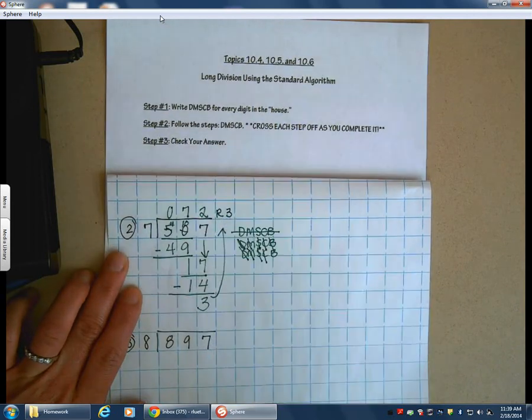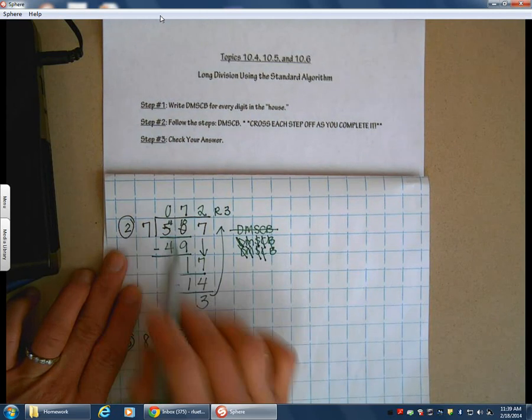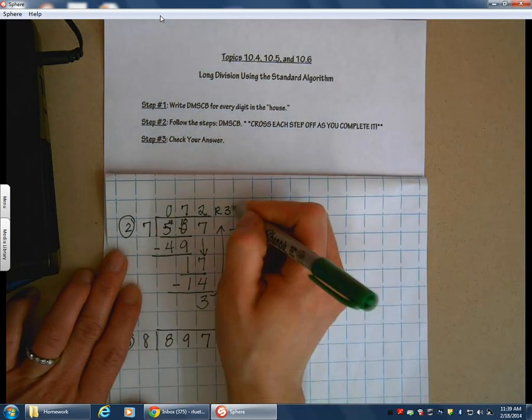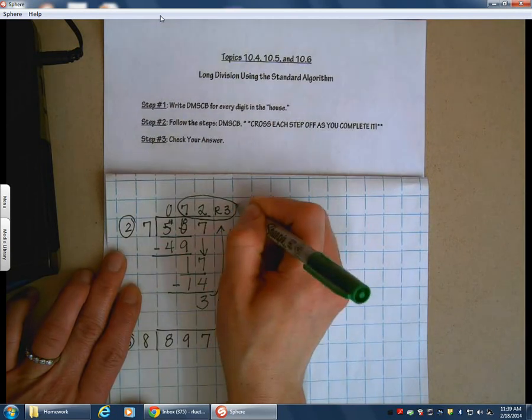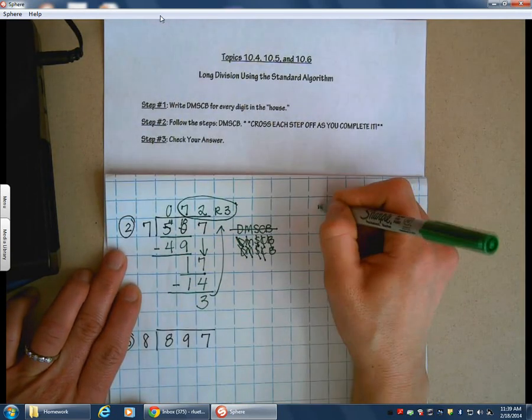It's a remainder 3. Yes, there's a 0 here, but that's not my answer. This is my answer, 72 remainder 3. So let's check and see if that works.